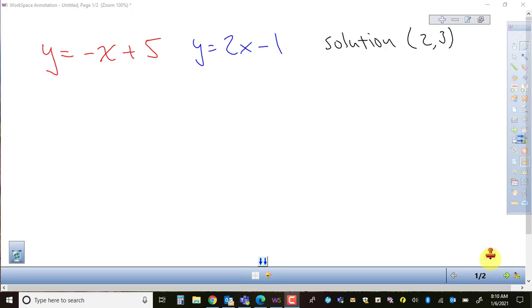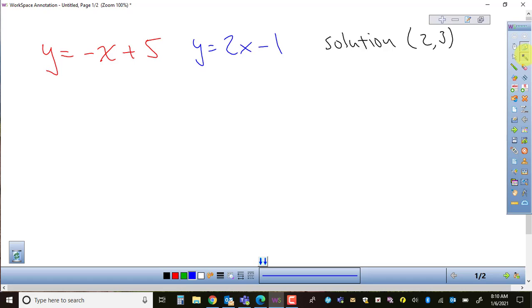We are now working on systems of equations, and we know a system of equations exists anytime we have a set of two or more equations in the same variable. And when we solve a system of equations, we're trying to find a solution that works in all of the equations simultaneously. So here you can see we have a system of two linear equations, the red one and the blue one.